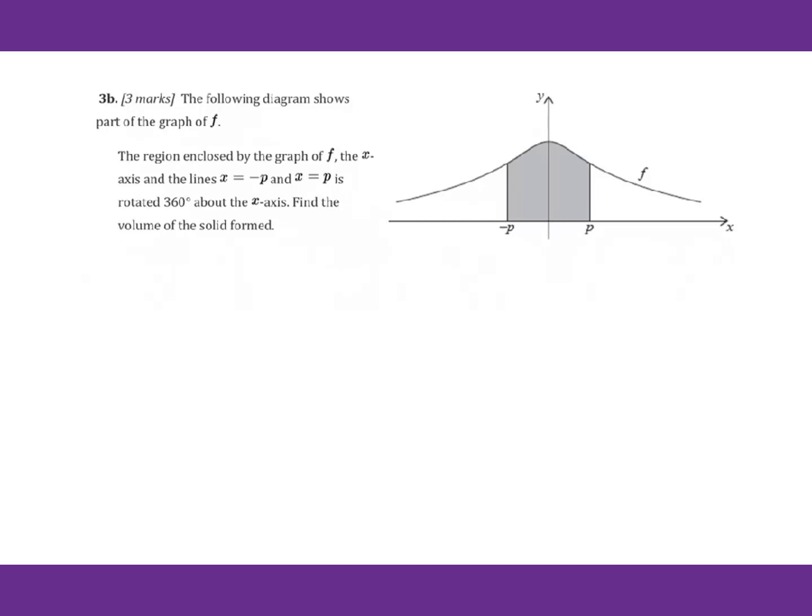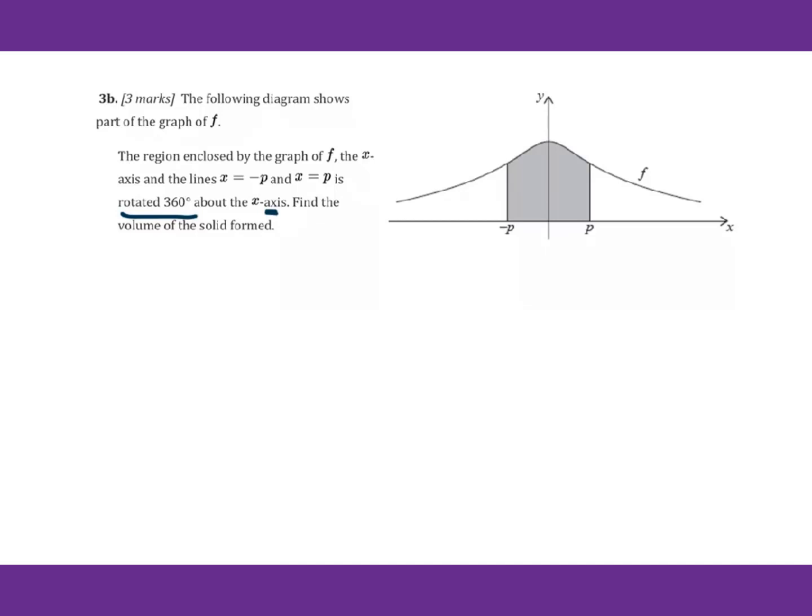3b, the following diagram shows part of a graph of f. The region enclosed by the graph of f, the x-axis and the lines x equals negative p, x equals p, is rotated 360 degrees about the x-axis. Then find the volume of the solid formed.